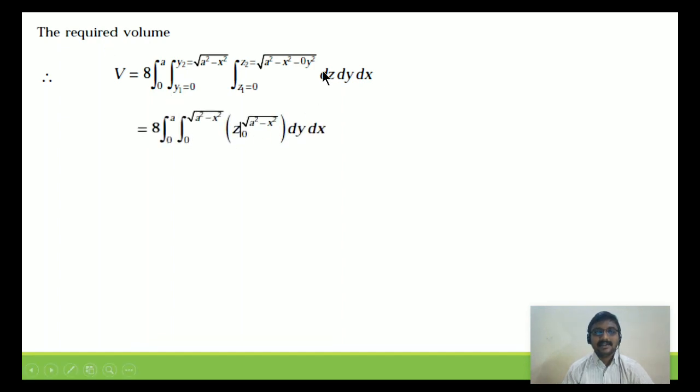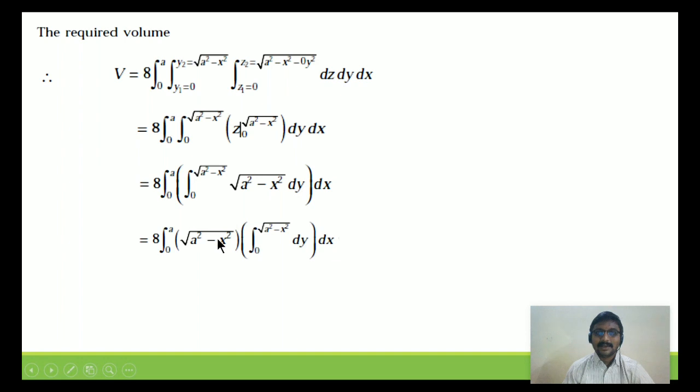Now simplifying, first integrating with respect to z, the innermost integral, and then the outer integrals. Integration of dz is z, with limits 0 to root of a square minus x square. Substituting the upper limit and the lower limit 0, we get root of a square minus x square. Now we have to integrate with respect to y. While integrating with respect to y in double integrals, we keep x terms as constant, that is root of a square minus x square is kept as constant.